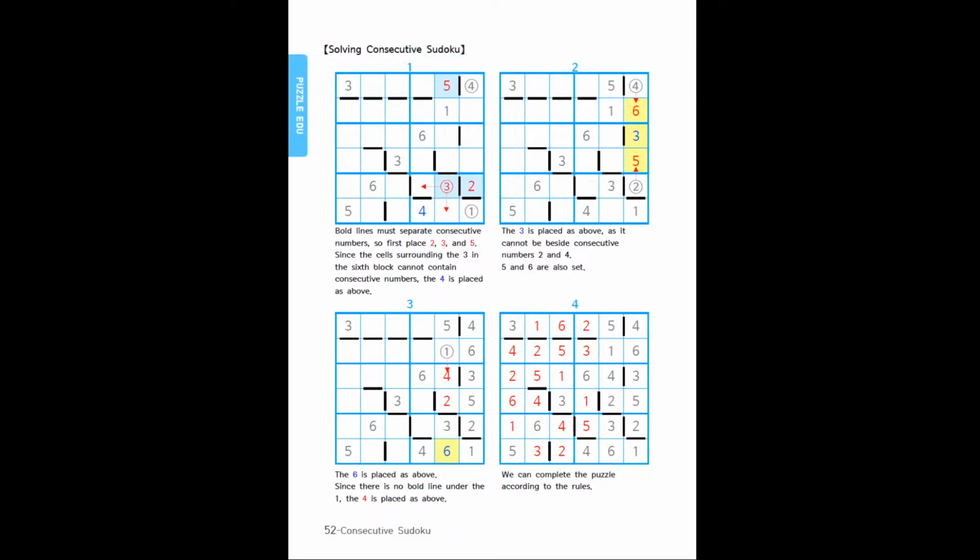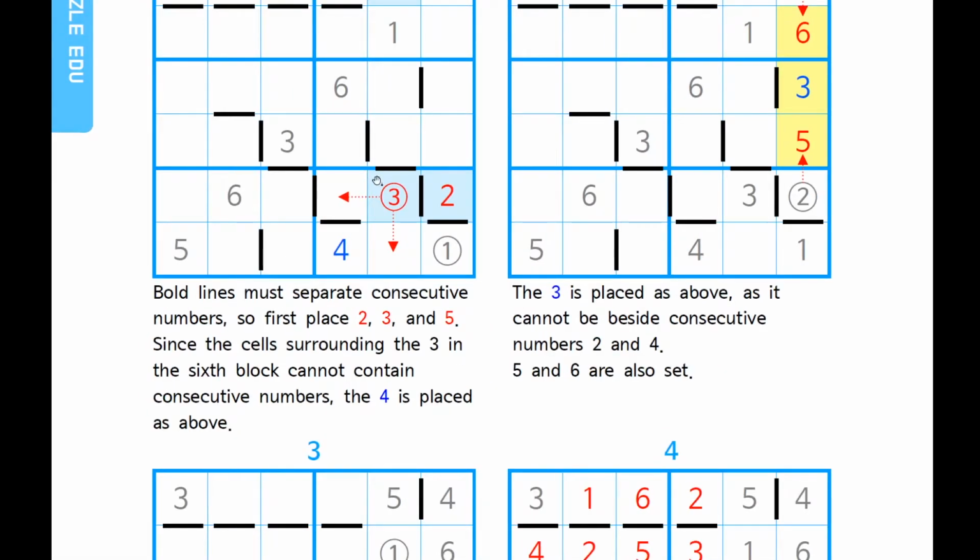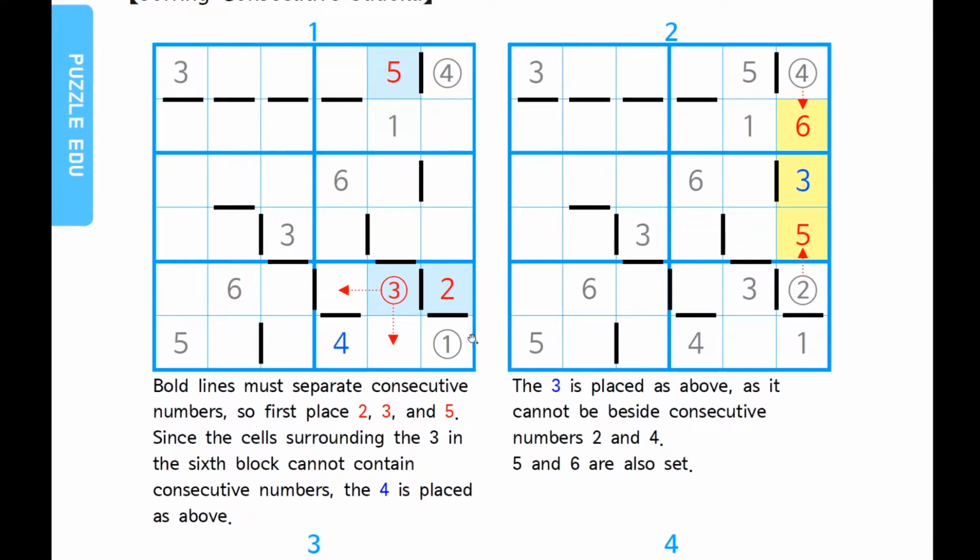Now let's go through this example together. If you're following along, go to page 52 of your Variety Sudoku Intermediate Workbook. I'll be explaining each of the 4 progressions. The bold lines must separate consecutive numbers, as we said. In this cell of the second block, we must place a number that is consecutive to 4. The only potential numbers that fit this rule are 3 and 5. However, due to the number 3 already in the first row, we must place the number 5 here.